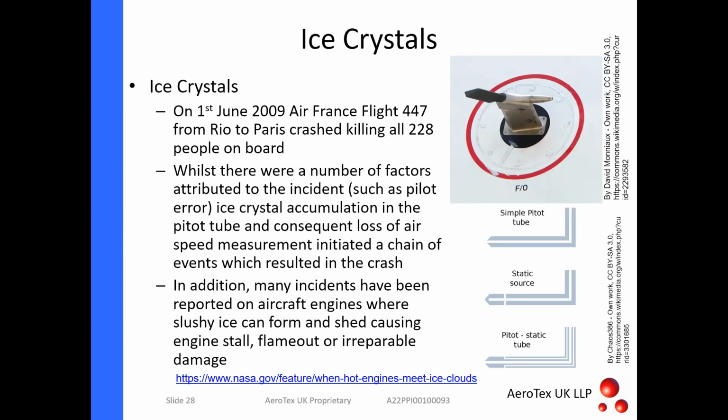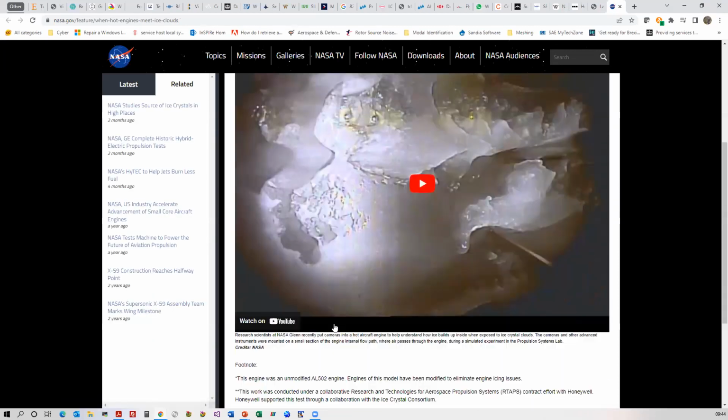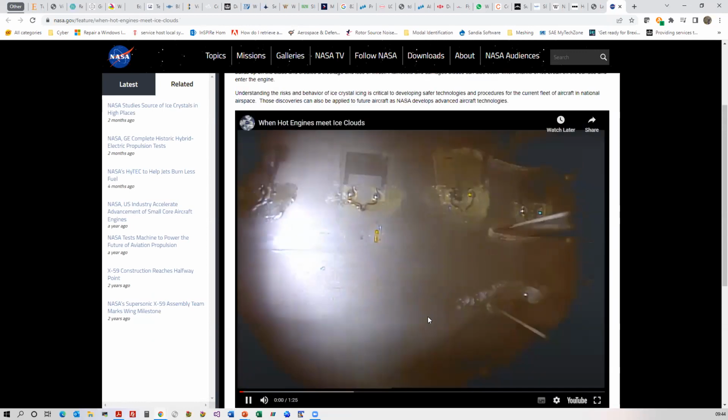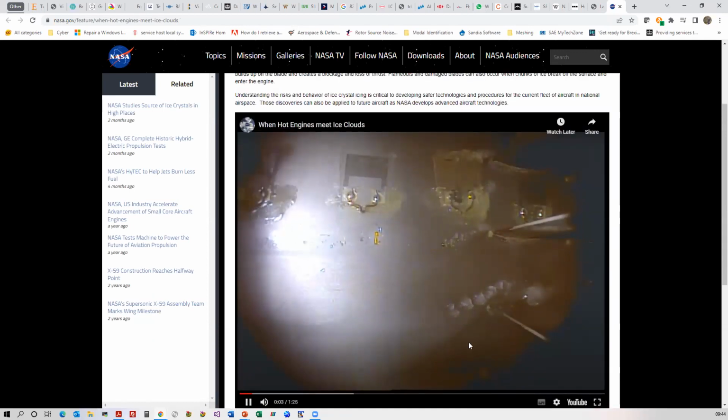But also ice crystals are a particular issue for engines. So there have been a number of issues where engines have had stall, flame out, or irreparable damage. If I can quickly switch to this. It's just a very quick view inside an engine.